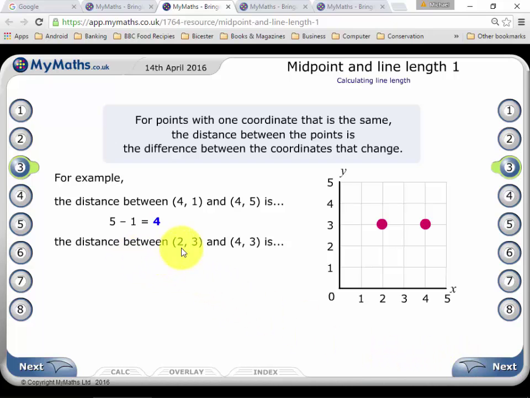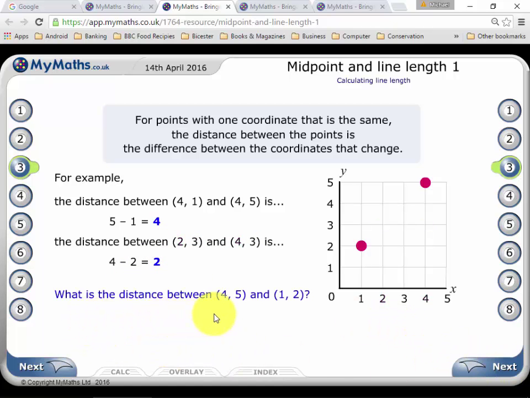So the distance between 2, 3 and 4, 3, now 3 is staying the same, it's the x that's changing, so we're going from 2 here to 4 there, which is going to be 4 minus 2. Click on next. So what's the distance between 4, 5 and 1, 2? So here's 4, x is 4, y is 5. Here is x is 1 and y is equal to 2.